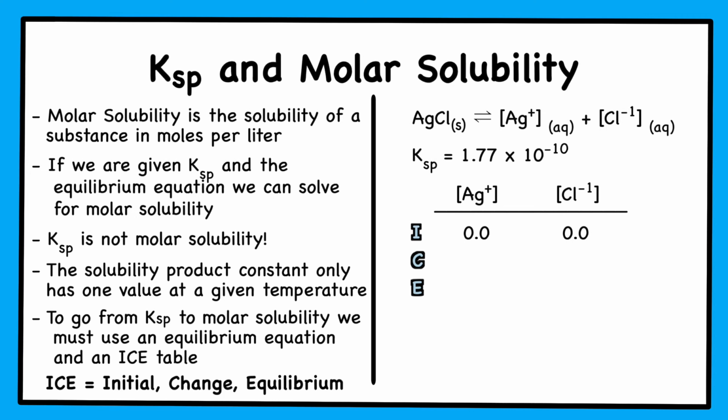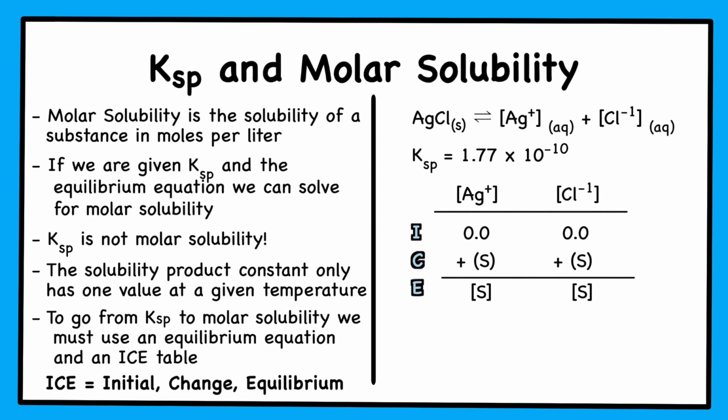We are going to let S represent the concentration of silver chloride that is dissolved in water in our molar solubility. In the case of this silver 1 chloride, we are going to use 1 silver cation to 1 chlorine anion. So we just need to put plus S for the change under each of these ions. This gives us 0 plus S equals S for each of our equilibriums.